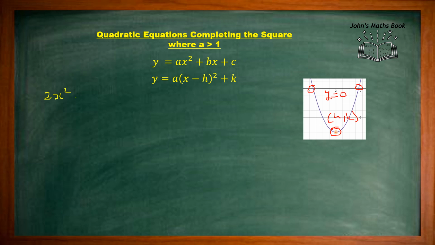plus 16x plus 14 equals 0. So let's factorize the x squared terms first. 2 into x squared plus 8x equals minus 14. And now let's complete the square of the bracketed terms.